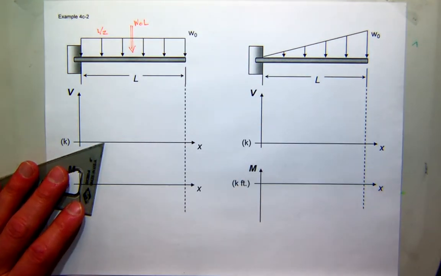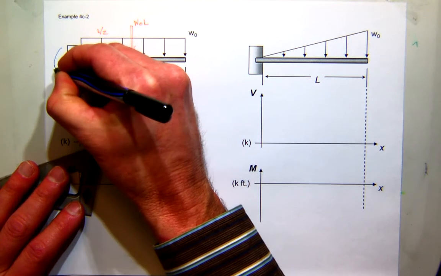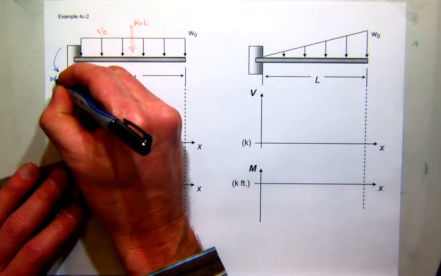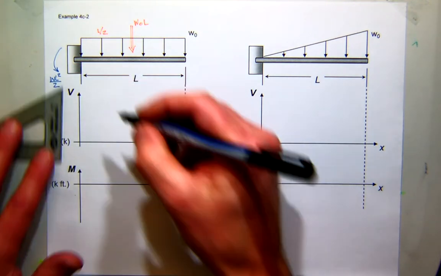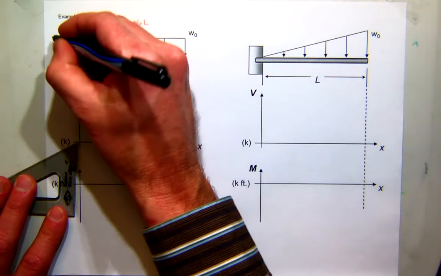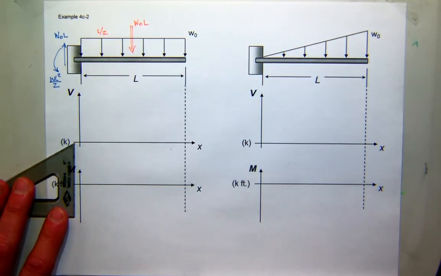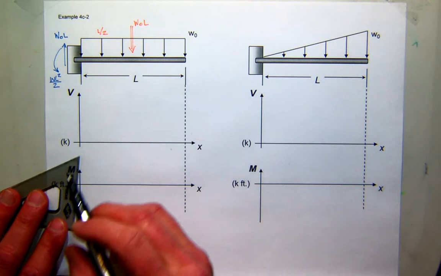So that means the resulting moment would be in this direction, which is a negative bending moment, and would be WL squared over 2. And the shear would be positive and have a value of WL. So I am shortcutting the statics for the reactions, but I'm pretty sure you guys can get those. Everybody happy with that? So let's start with the shear diagram.